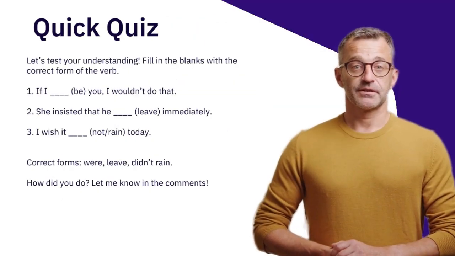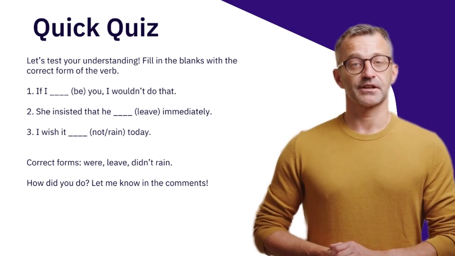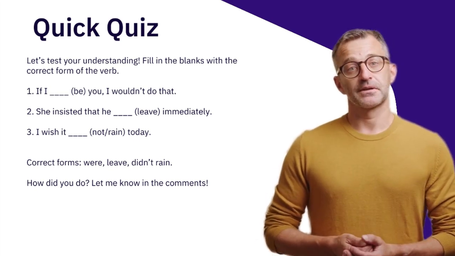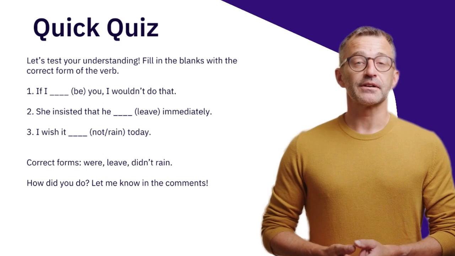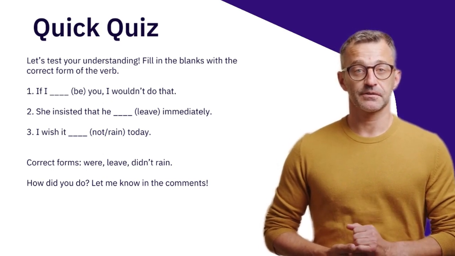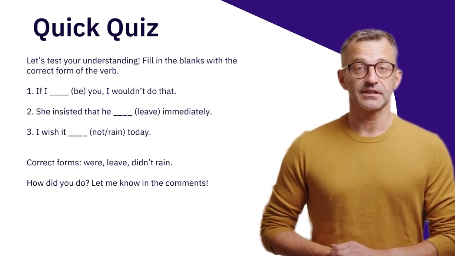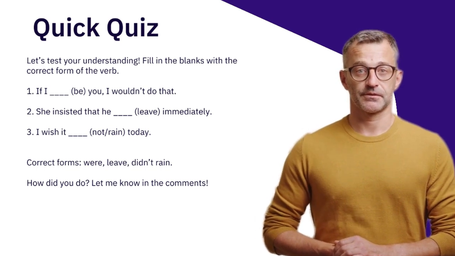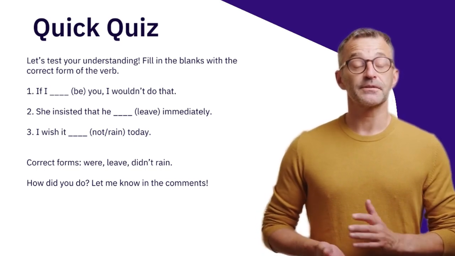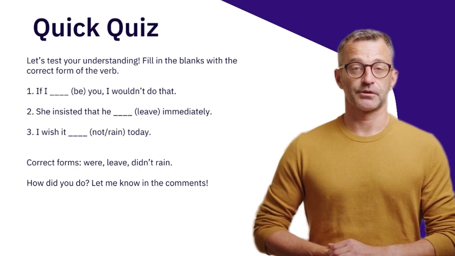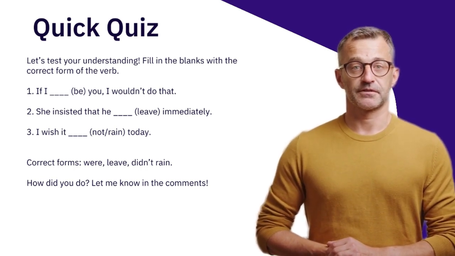Quick quiz. Let's test your understanding. Fill in the blanks with the correct form of the verb. 1. If I be you, I wouldn't do that. 2. She insisted that he leave immediately. 3. I wish it not rain today. Correct forms: were, leave, didn't rain.